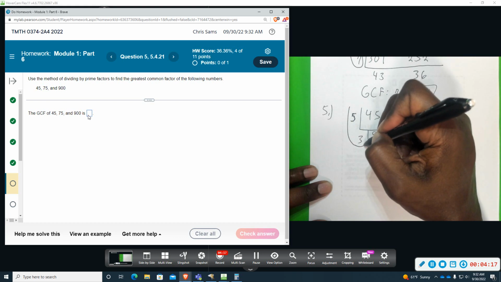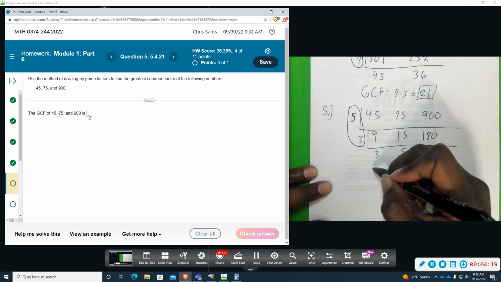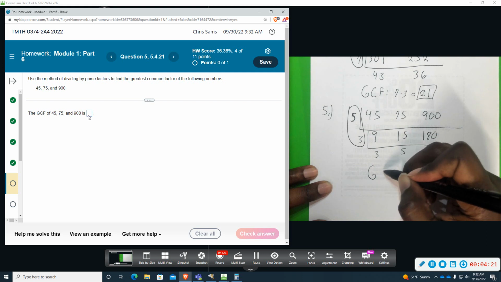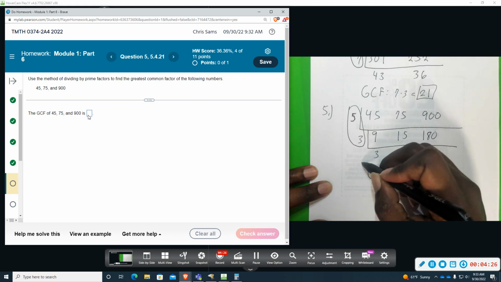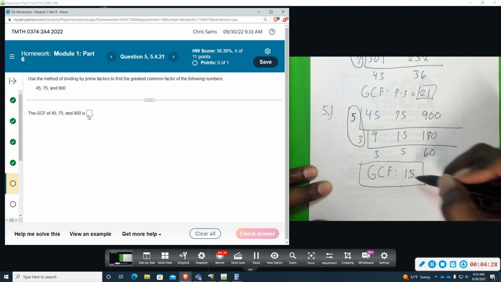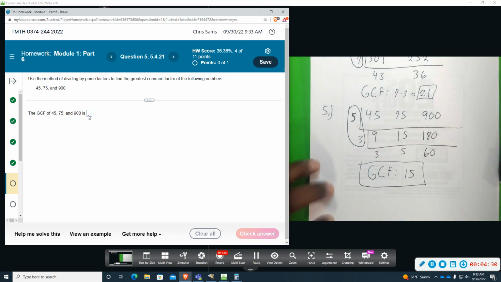But since we did 2 numbers, one at a time, then we can get 3 times 5. So our greatest common factor is 15. So again, with greatest common factor, you only multiply the numbers that you pull out together.